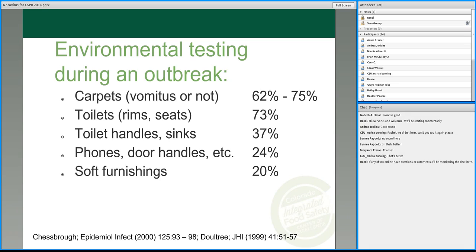So later in the presentation, we'll talk about disinfecting and sanitizing around norovirus, but this just highlights why that's so important. And I would recommend not staying at this hotel next time. I think this happened in the UK.